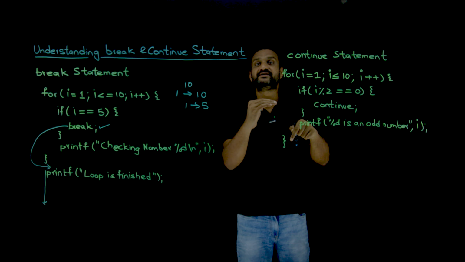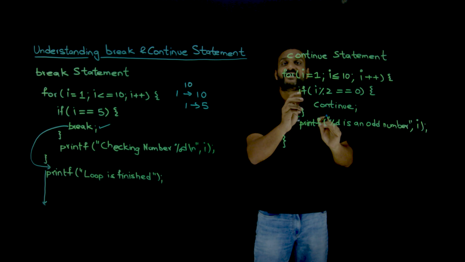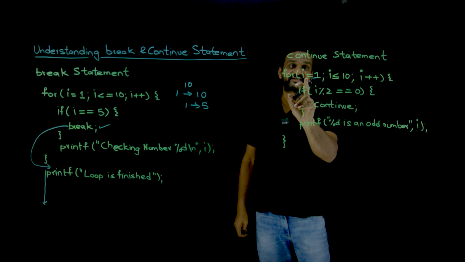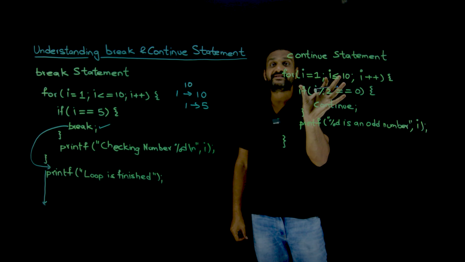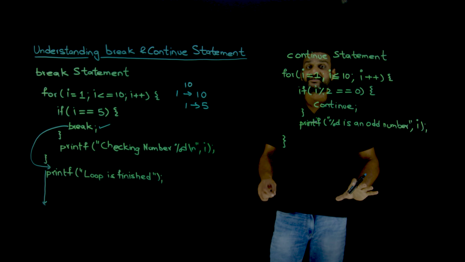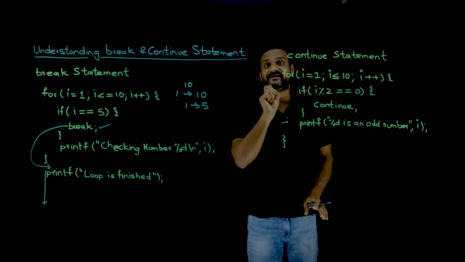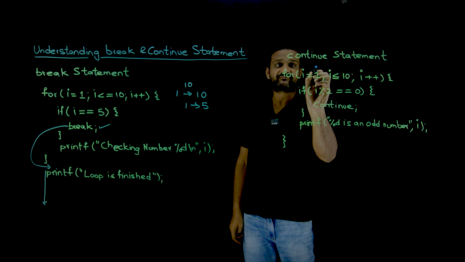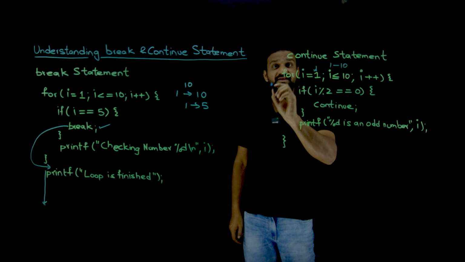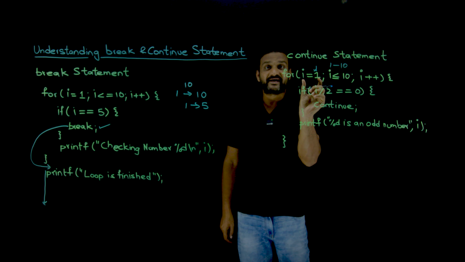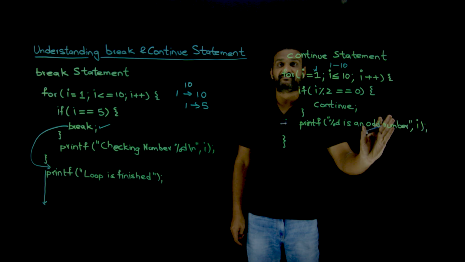Means skip this iteration and continue with the next iteration. Now let's understand the concept by using this example. In this example, can you guess how many times this loop will iterate? The job done by this particular program is to print the odd numbers between 1 and 10. This loop is going to start from 1 and iterate up to 10. Between 1 and 10, this program is going to print all the odd numbers.